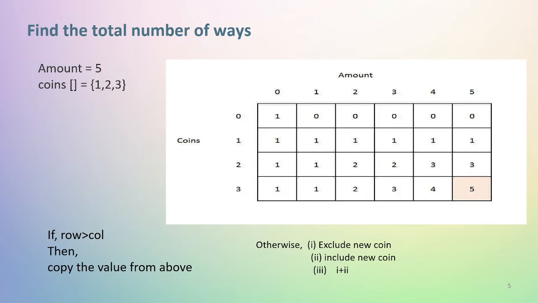If the row is greater than the column, then copy the value from above. Otherwise, we can see later. Suppose this is a two-dimensional array.